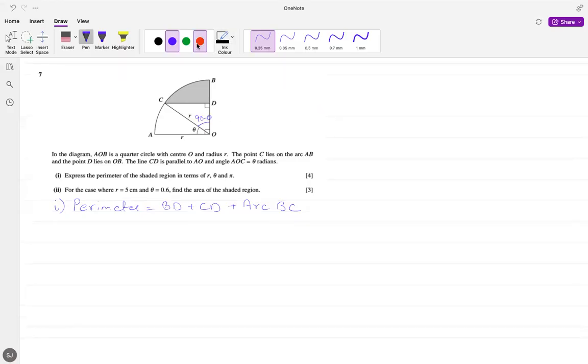One of the identities that we must remember is that the sine of theta is equal to cos of 90 minus theta, or we can also write it the other way around, which is cos of theta is equal to sine of 90 minus theta.